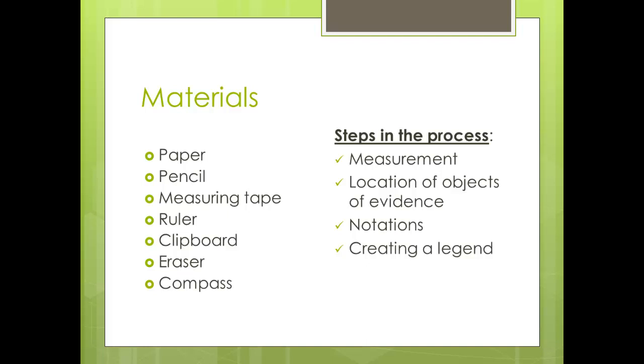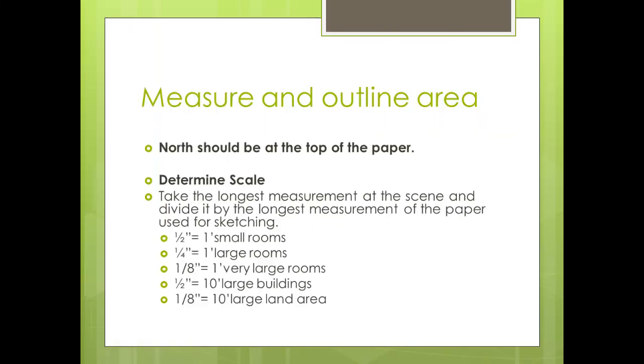Continuing in the steps of the process, you will measure your distances, outline the area of the scene, locate objects and evidence within the outline, record necessary details, and identify the sketch with a legend and a scale. When measuring the outline area of the scene, you should use conventional units of measurement such as inches, feet, centimeters, and meters. Next, you should orient your sketch according to the directional locations.